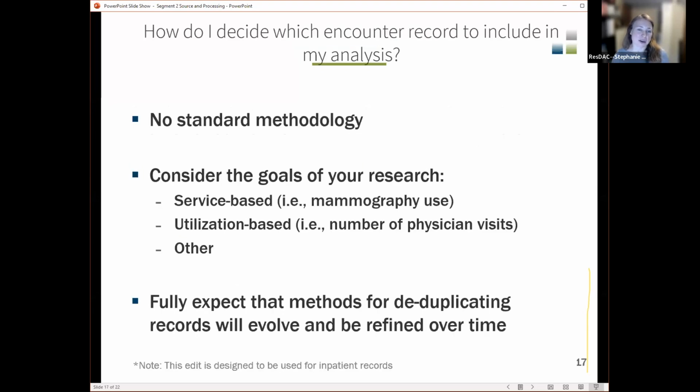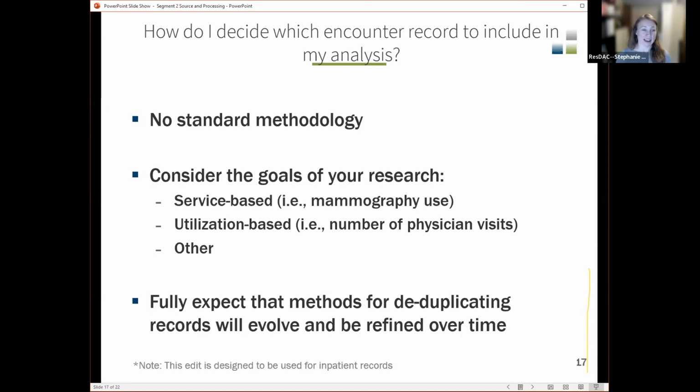And we don't have a standard methodology that we can give you. I will say that deduplication has already been improving over time in terms of what gets delivered to researchers, but CMS doesn't want to do too much of it. They don't want to be making your decisions for you. So you may have to make some of your own decisions considering the goals of your research.